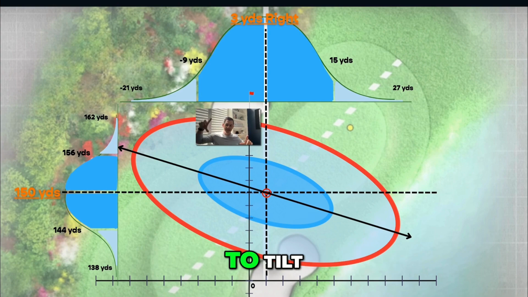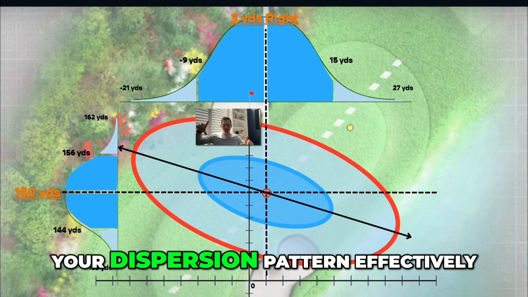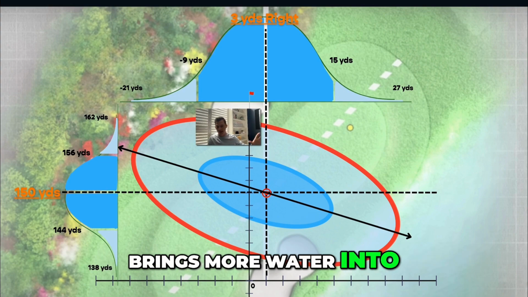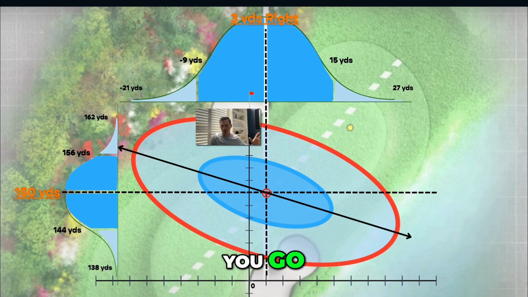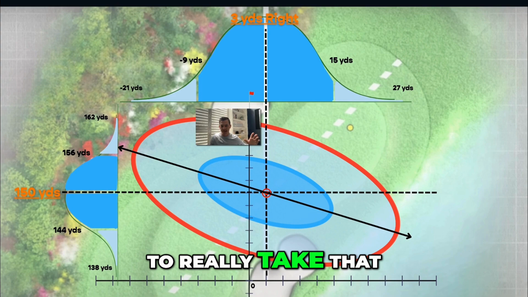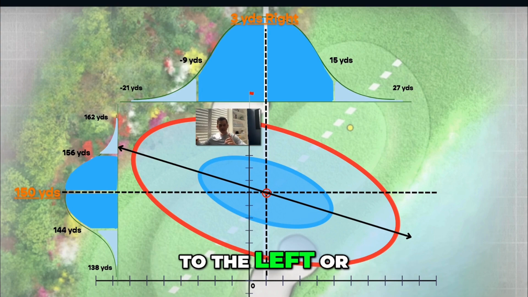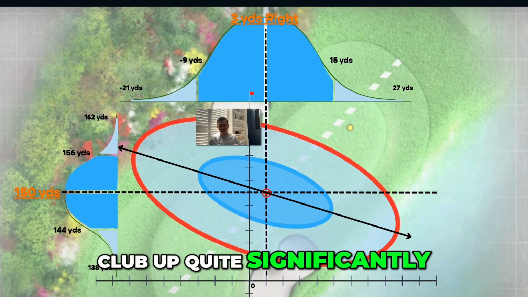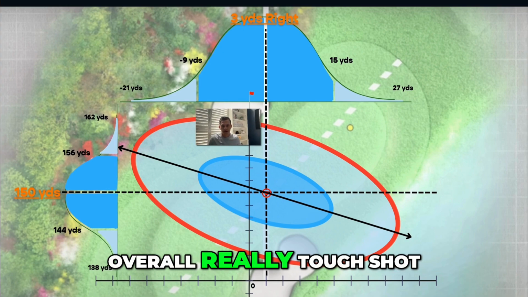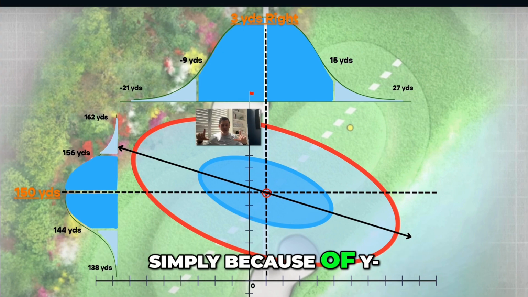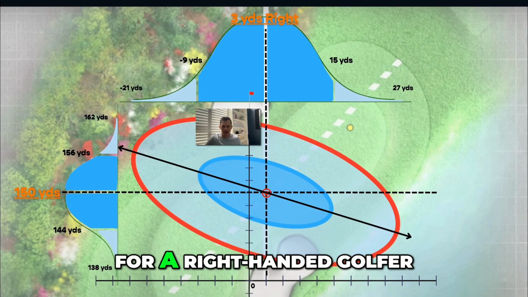It's because you've got a tilt, and the tilt to your dispersion pattern effectively brings more water into play the further right you go. So in order to really take that water out of play, you've got to move your dispersion way far to the left or club up quite significantly. And it's just an overall really tough shot simply because of the typical dispersion pattern for a right-handed golfer.